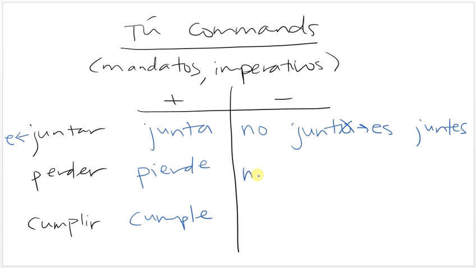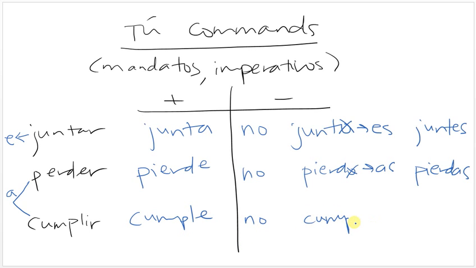Okay, for perder, again, we have to start with no. The yo is pierdo. Drop the o, add the opposite ending. For ER and IR verbs, the opposite ending is an a. So pierdo, drop the o, add the a and an s. So, no pierdas. Don't lose whatever it is I don't want you to lose. Cumplir, again, go to the yo. Cumplo, drop the o, add the opposite ending, which is an a, and we have to add an s. So no cumplas. Don't fulfill whatever it is that I want you to fulfill.